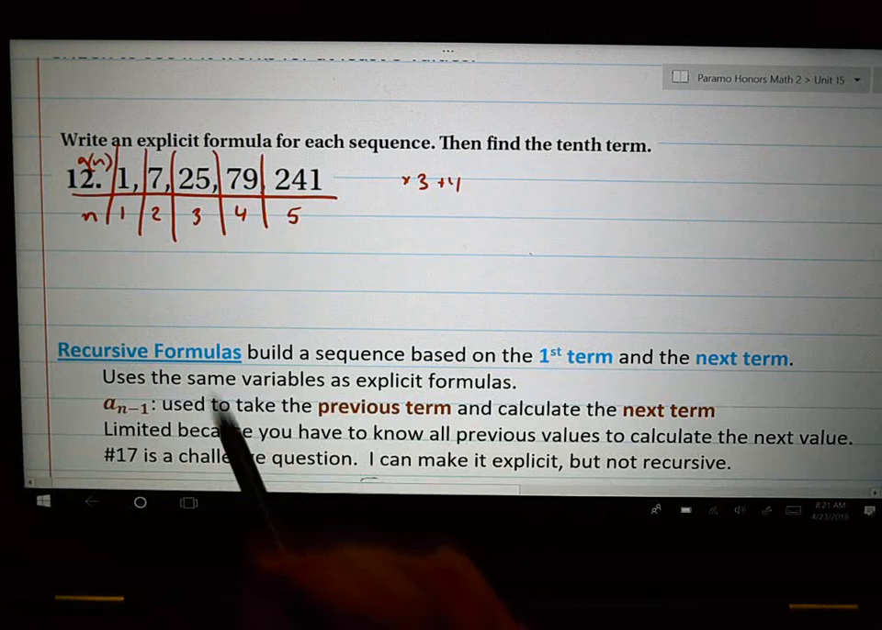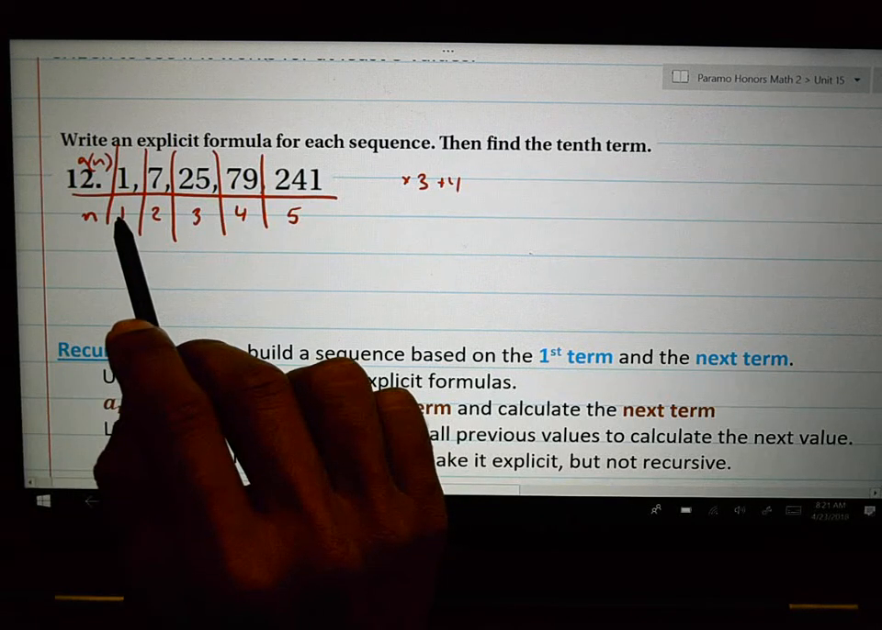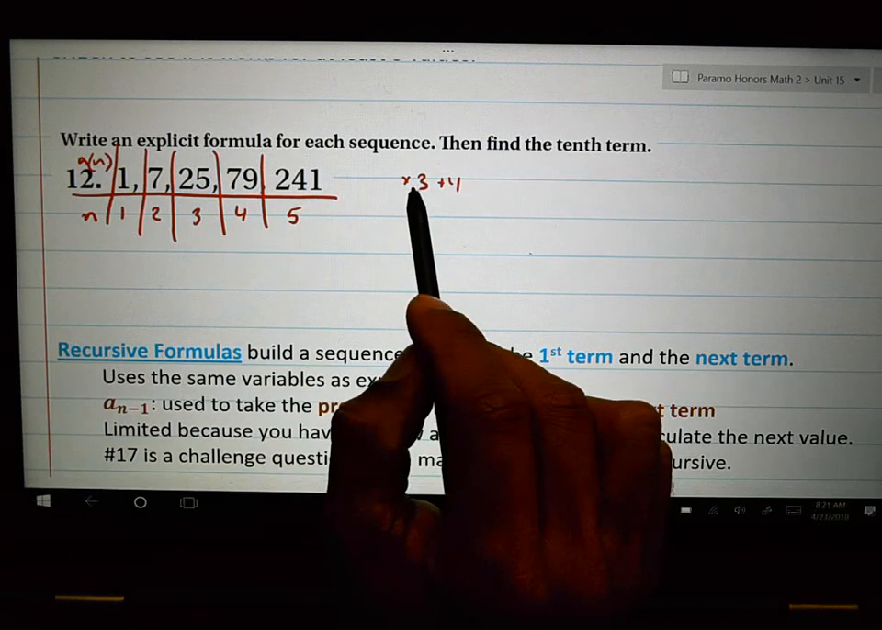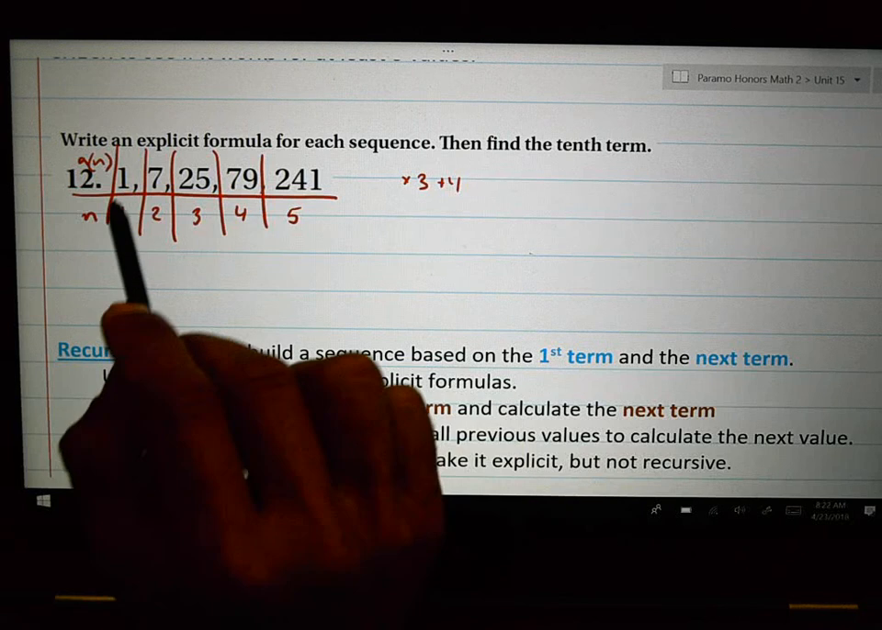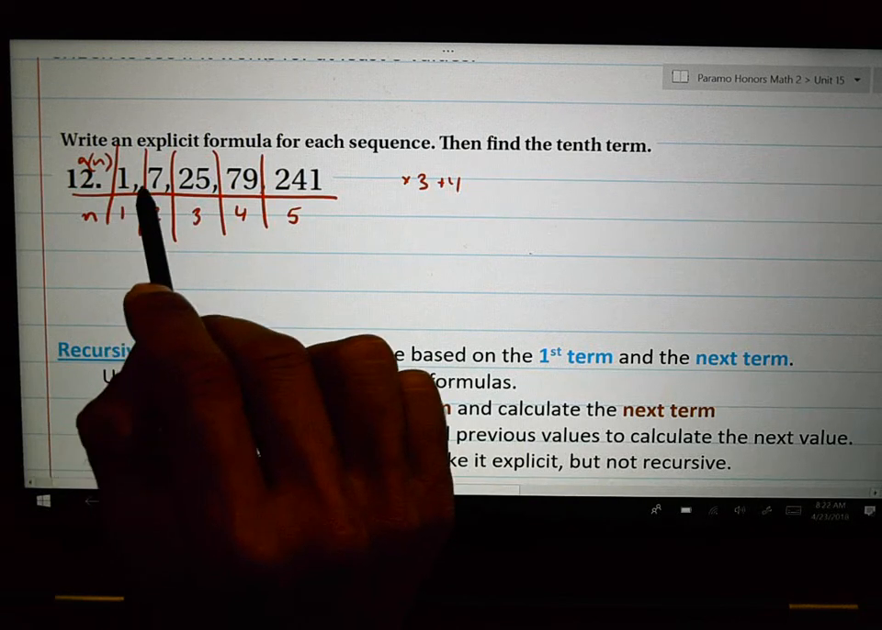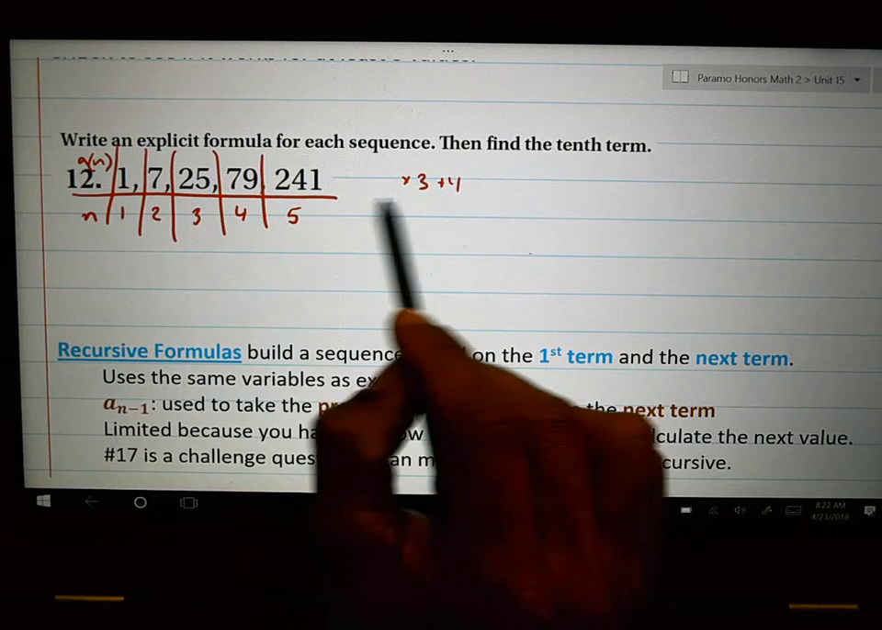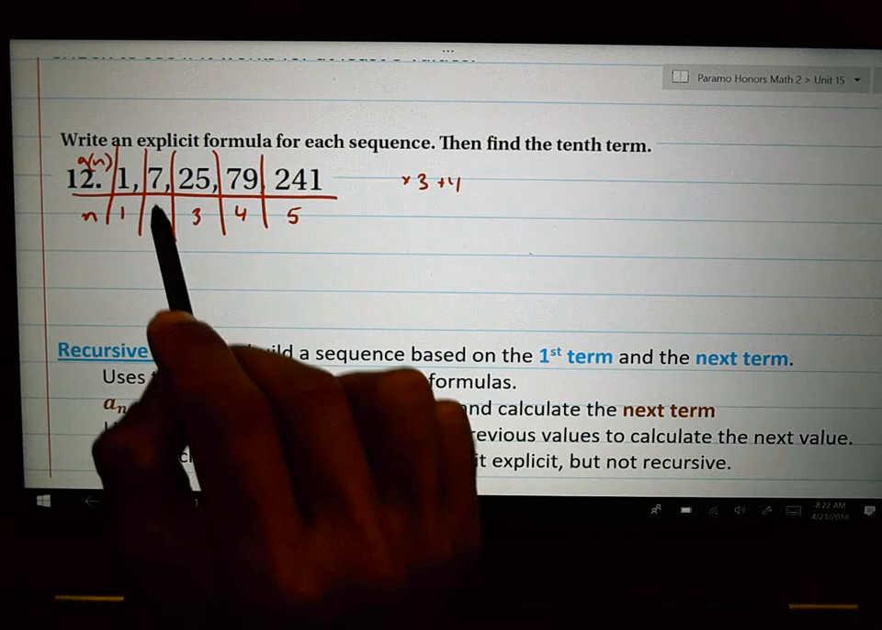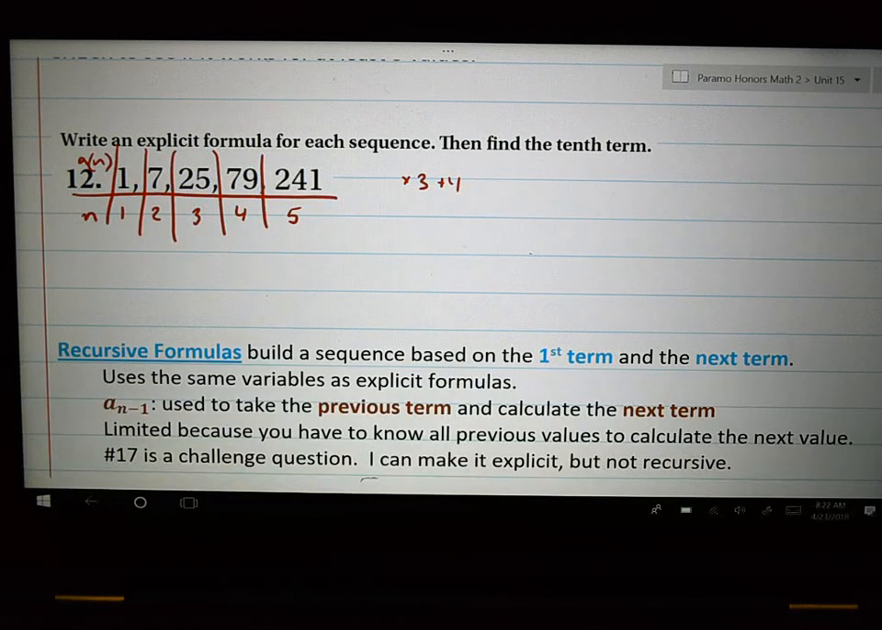Let's see. 1 times 3 is 3, plus 4 is 7. Well, you're going from this number to that number. 2 times 3 is 6, plus 4. I'm not seeing that one. What do you got? What else do you want to try? What else do you see that you think might work?